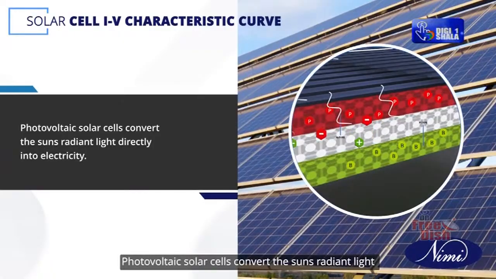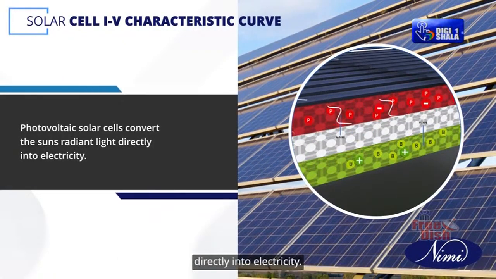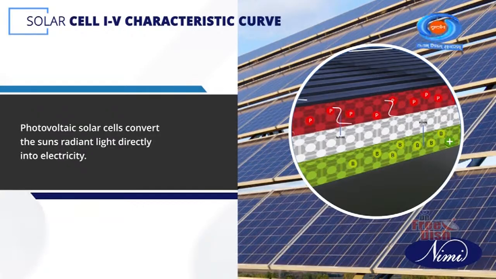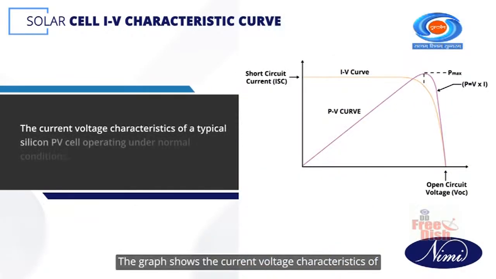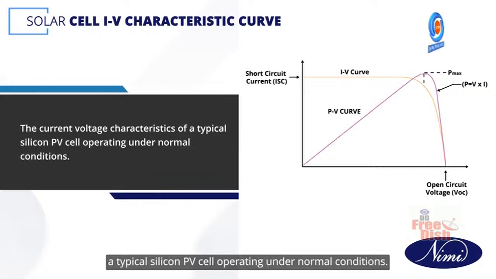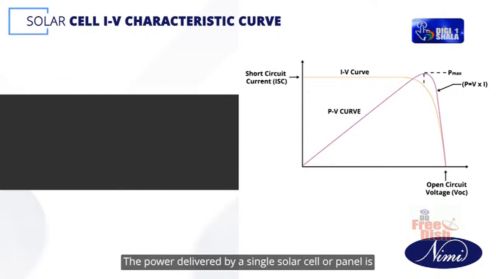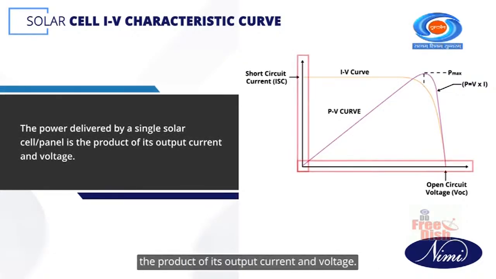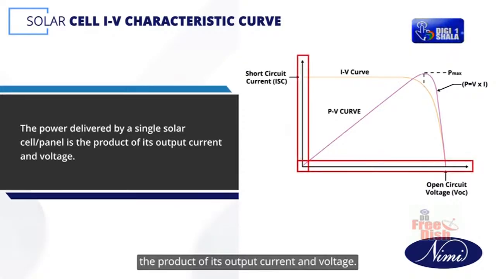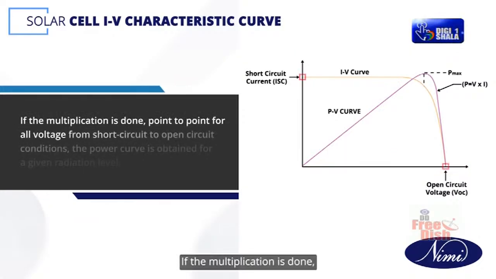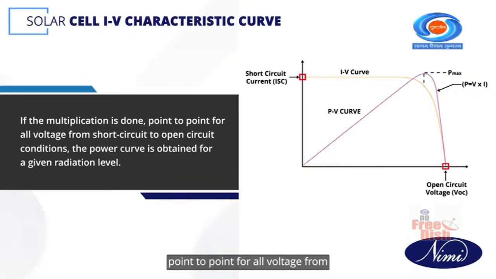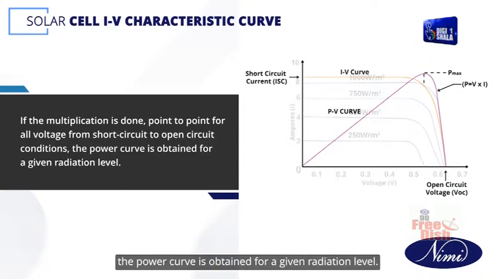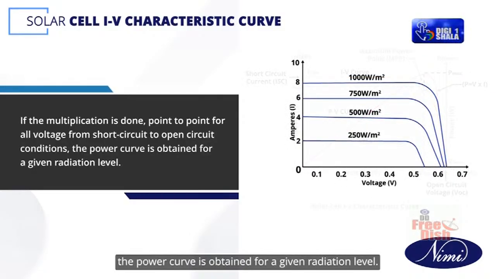Photovoltaic solar cells convert the sun's radiant light directly into electricity. The graph shows the current-voltage characteristics of a typical silicon PV cell operating under normal conditions. The power delivered by a single solar cell or panel is the product of its output current and voltage. If the multiplication is done point to point for all voltages from short circuit to open circuit conditions, the power curve is obtained for a given radiation level.